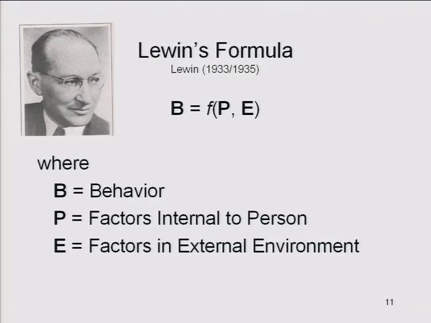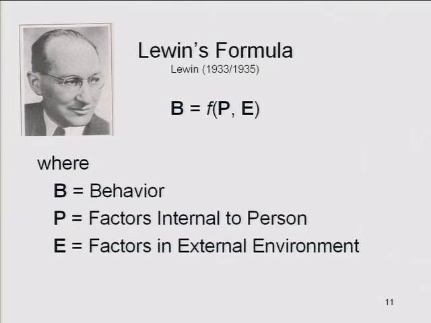So here, B refers to overt behavior, actual actions that take place in the real world. P refers to factors that are internal to the person: traits, motives, beliefs, attitudes, goals, feelings, all that stuff that rumbles around inside your head that we generally call what the mind does. And E refers to factors in the external environment, what's going on in the world outside, whether it's the social world or the physical world.